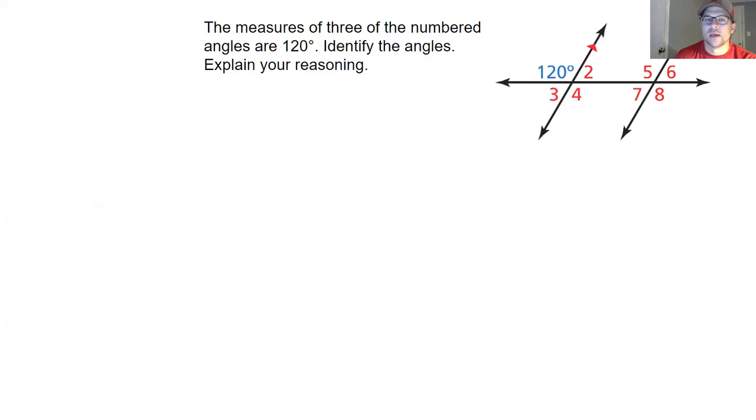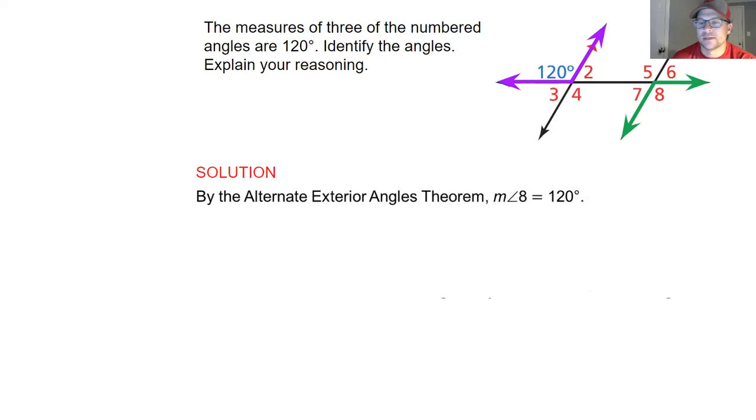Okay, so first example, we have the measure of 3 of the numbered angles are 120 degrees. What are those angles that are also 120 degrees? Well, there's a couple different ways you can approach this. First, we're going to look at which one is marked 120, and then figure out possibly the other 3 from there. The other one that's marked 120 is the upper left-hand corner. We could first look at the alternate exterior angle from 120 degrees to number 8, and we remember that alternate exterior angles are congruent, so angle 8 would be 120.